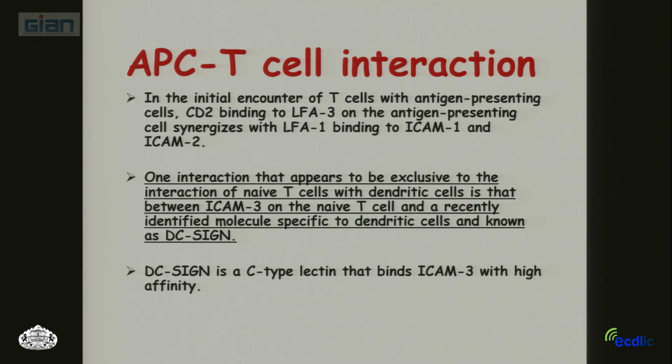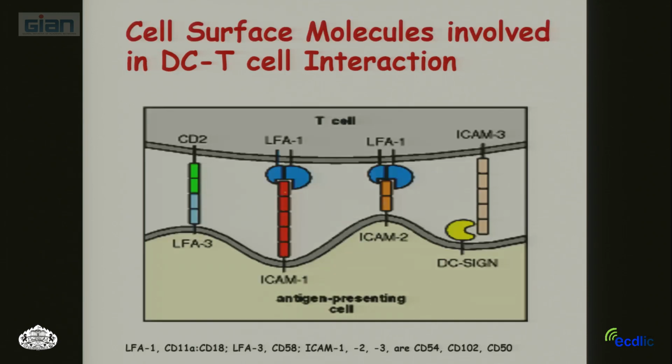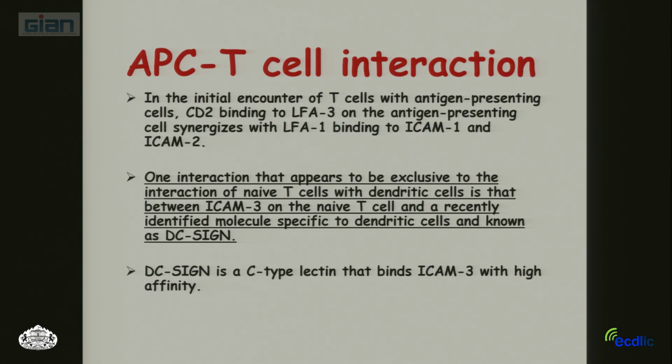So, as I said, the initial encounter is mediated through CD2 binding to LFA3 on the antigen-presenting cells, which synergizes with LFA1 binding to ICAM1 and ICAM2. So this complex is important in the very early phase, and this comes into the later phase. One interaction that appears to be exclusive for naive T cells interacting with dendritic cells is that between ICAM3 on the naive T cells and DC-SIGN on the dendritic cells.